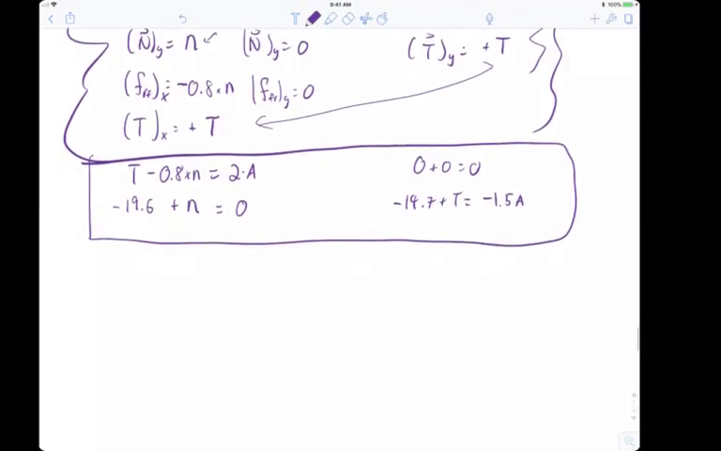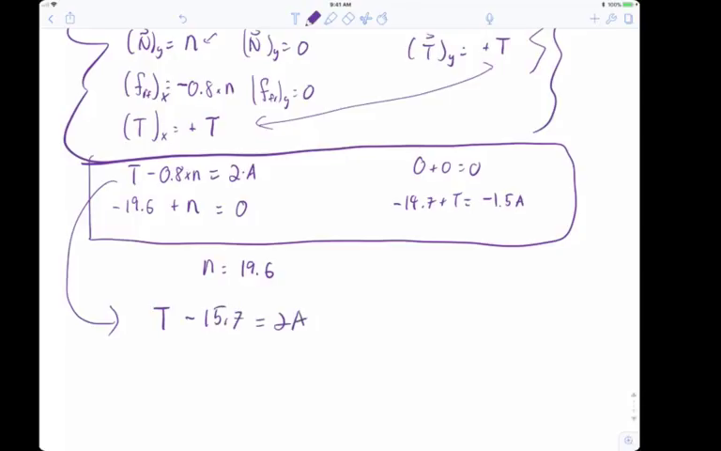Now I just need to solve, say for n, that's equal to 19.6. And then this equation here becomes t minus 19.6 times 0.8 is equal to 2a, so t minus 15.7 is equal to 2a. And this one is t minus 14.7 is equal to minus 1.5a. And so we can solve these algebraically. Why don't I do it?